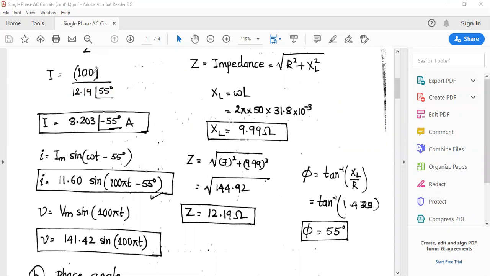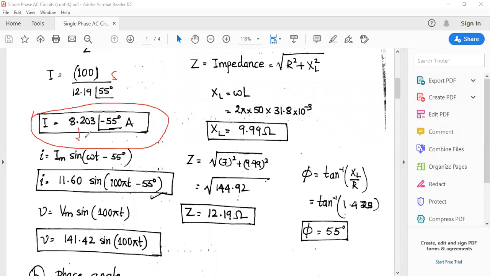So I can be calculated as 100 divided by 12.19. You just divide this and you will get 8.203. And for the angle, 0 minus 55 degree, so it is left with 55 degree alone, with a negative sign. So 8.203 at an angle of minus 55 degree. That's how you get the value of the current, which is the RMS value of the current.